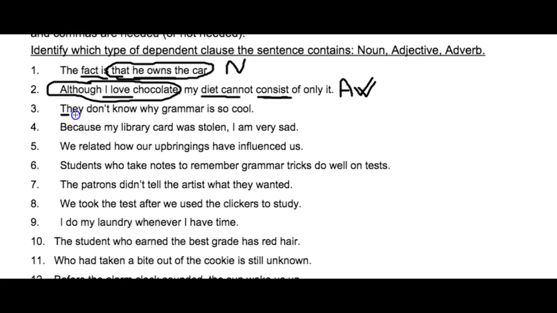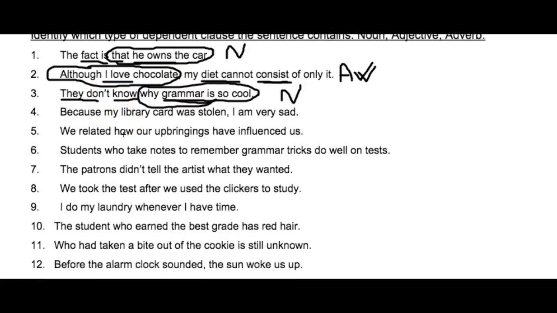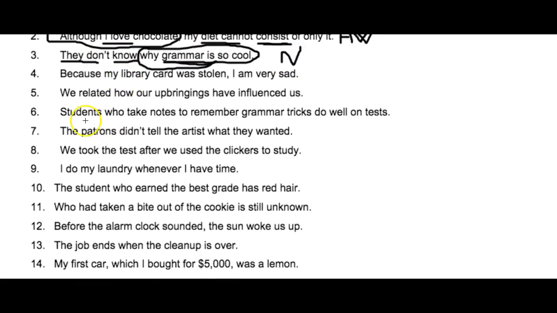Number 3, they do know, and grammar is. So those are the subjects and verbs. They is not a connector word. Why is a question word, so that's a connector word. So I'm going to say they don't know it. That's a noun. I'm going to move down to 6.